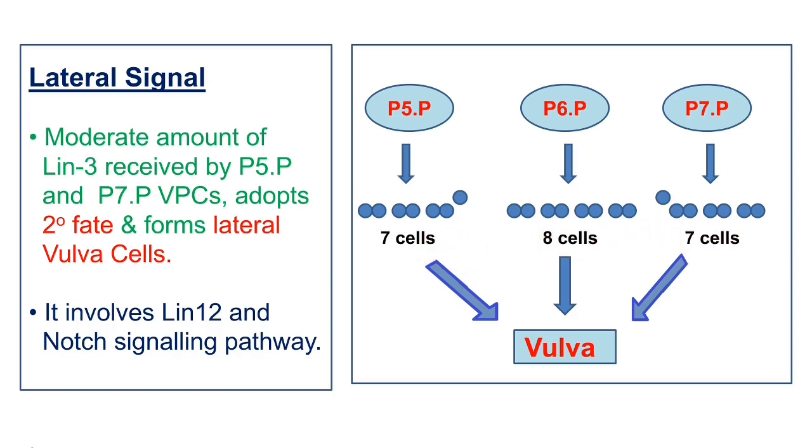Here we are discussing the lateral signal that is given by P6.p to P5.p and P7.p, which instructs P5.p and P7.p to generate lateral vulva cells or secondary cells. So this is how the 22 vulva cells form. This lateral signal involves the Lin-12 and Notch signaling pathway.